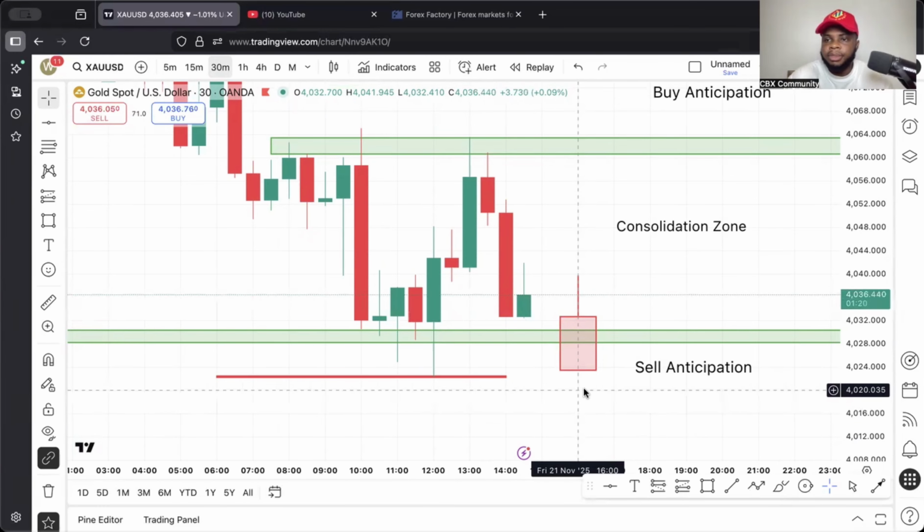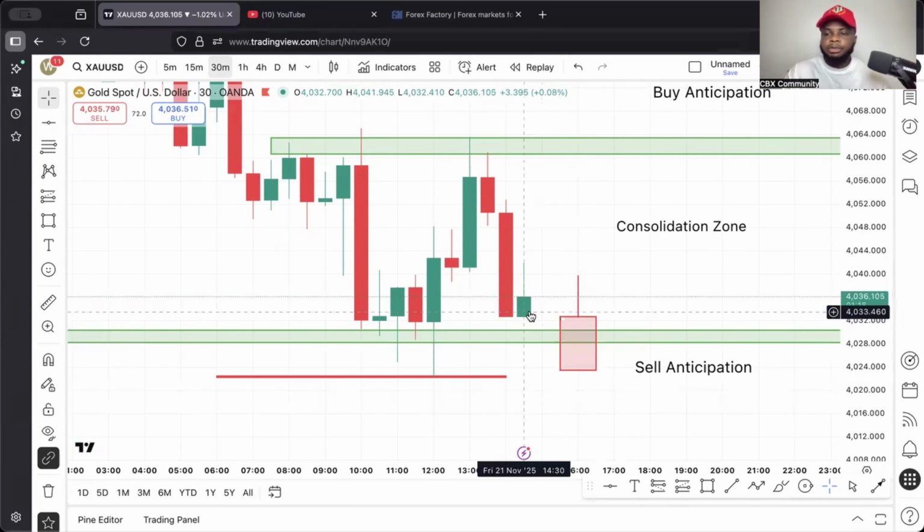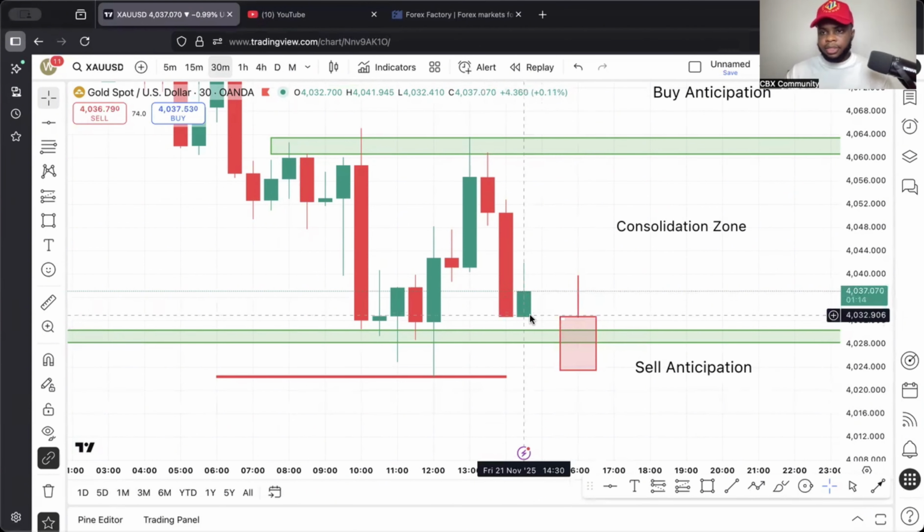The candle is left with a minute before the candle will close. Let's just be patient. Let's allow the candle to close.